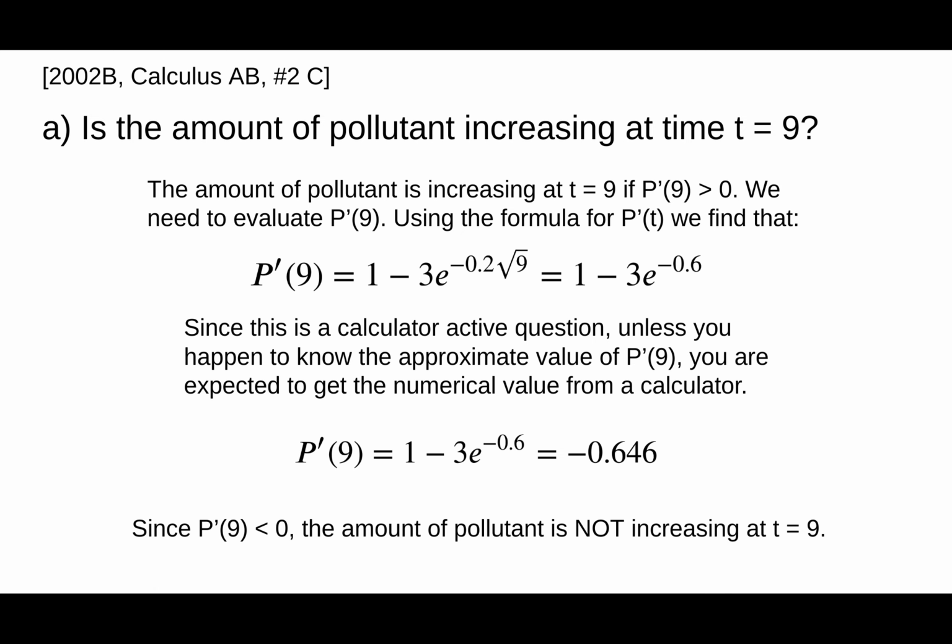Right? P prime of 9 is less than 0, so the amount of pollutant is not increasing at t equals 9. Now, I'm not sure if they would allow you to say that it's decreasing at time t equals 9 and you'd still be awarded all the points. But if there's any doubt, it's probably best to answer the question being asked as clearly as you can. And since this question is asking if the pollutant is increasing at time t equals 9, maybe the best way to phrase your answer is to declare that either it is increasing or it is not increasing and just leave it at that.